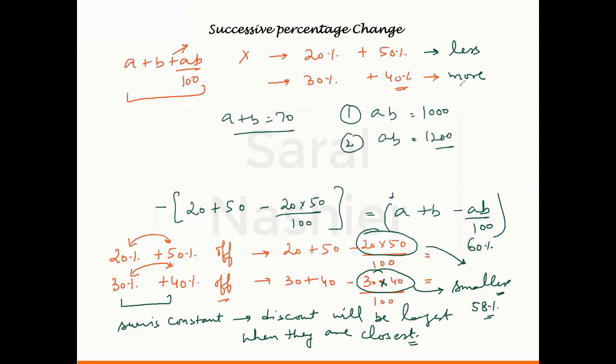So in case of increases, it will be higher when they are closer to each other. In case of decreases, it is lower when they are closer to each other. So this time you can say, for a constant sum, the final change would be largest when the numbers are closest, and the final change would be smallest when the numbers are farthest.